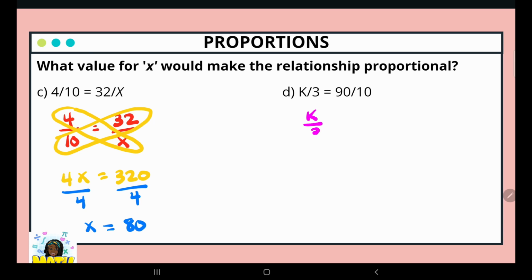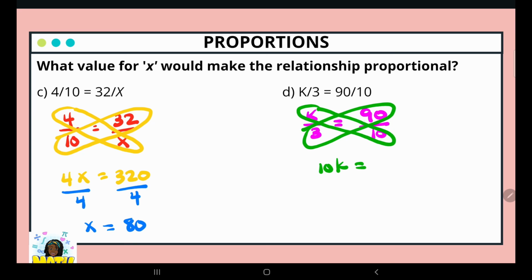So k over 3 is equal to 90 over 10. And again, we're going to use our cross multiplication. So k times 10, 3 times 90. 10 times k is 10k. 3 times 90 is 270. We're going to divide both sides by 10. 10 divided by 10 is 1, so this is just k. And 270 divided by 10 is 27. So the value of k that will make this relationship proportional is 27.